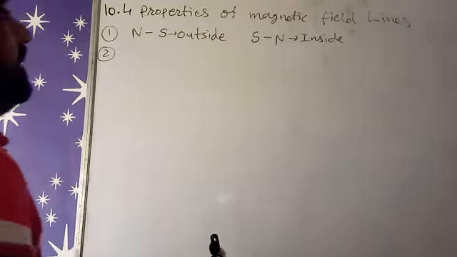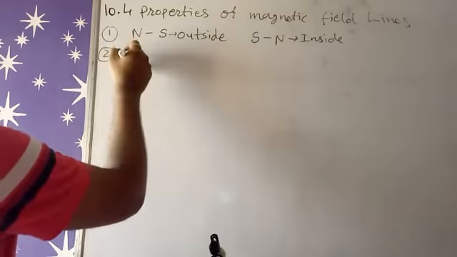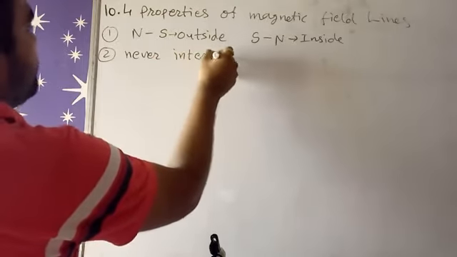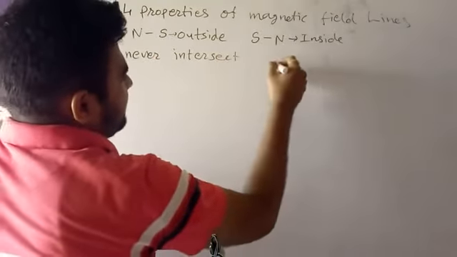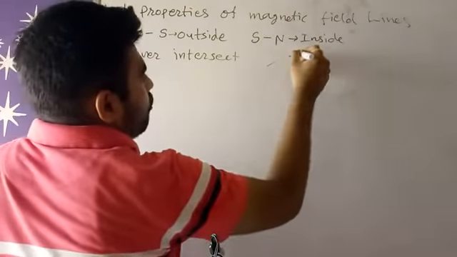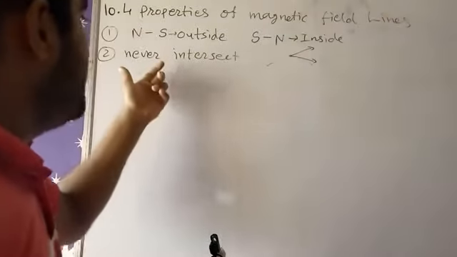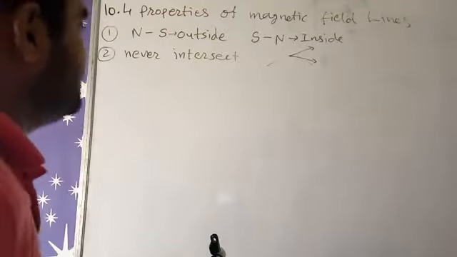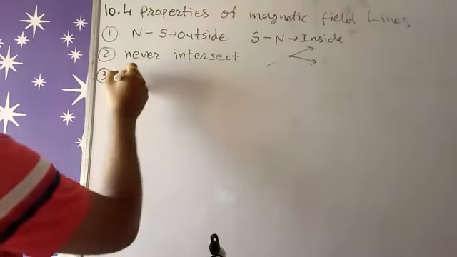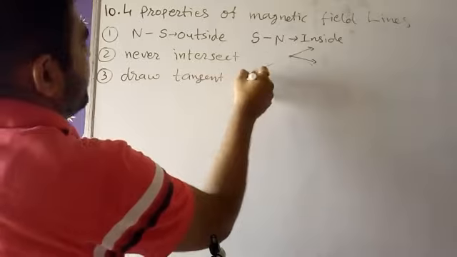Second, for a bar magnet or any magnet, magnetic field lines never intersect. Suppose they intersect at some particular point, it means we have two directions at that point, means two directions of magnetic field lines, right? To find the direction of magnetic field lines, we have to draw a tangent to that point.